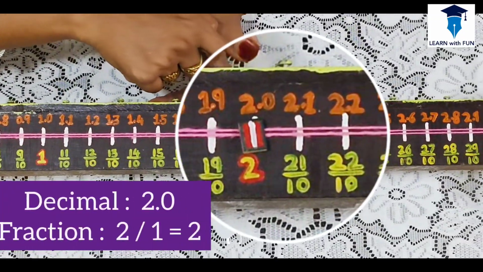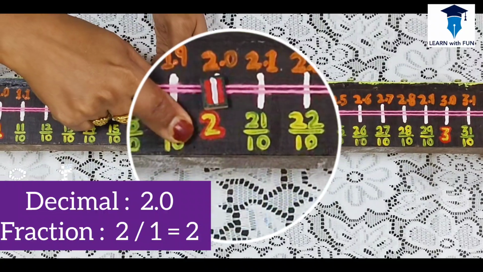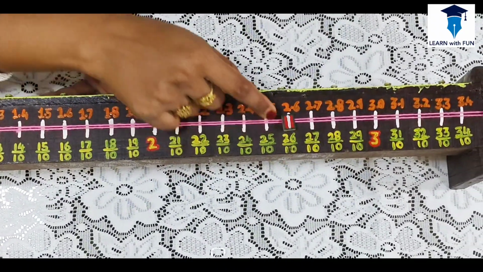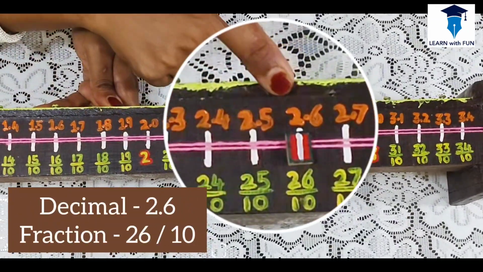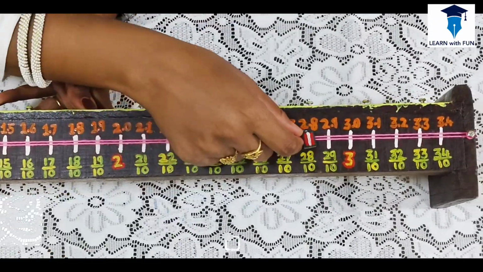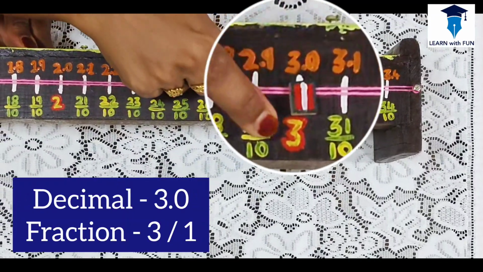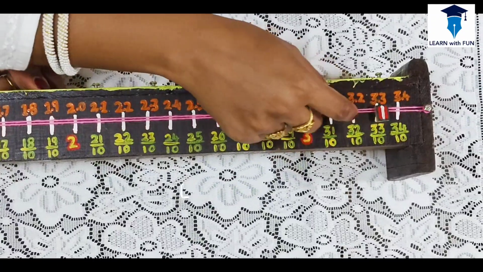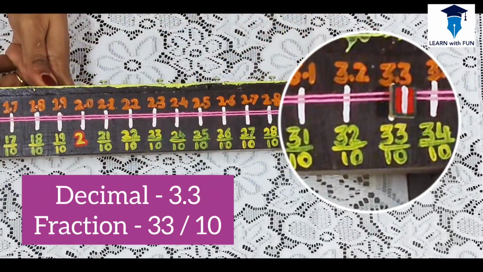Decimal 2.0 in fraction will actually be 2 upon 1, and 2 upon 1 is nothing but 2. 26 upon 10, when you convert it into decimal, will become 2.6. 3.0 in fraction will become 3 upon 1, that is 3. And the last example, 33 upon 10 in decimal will be 3.3.